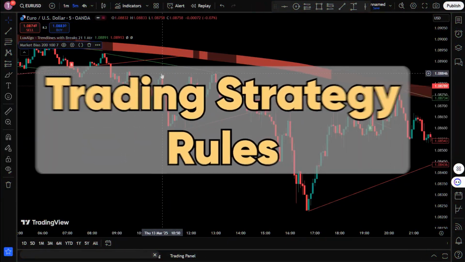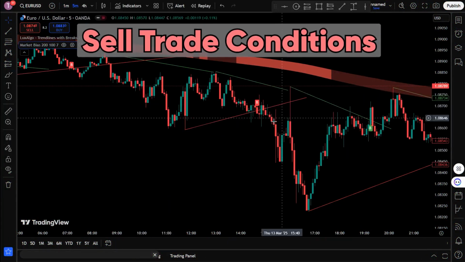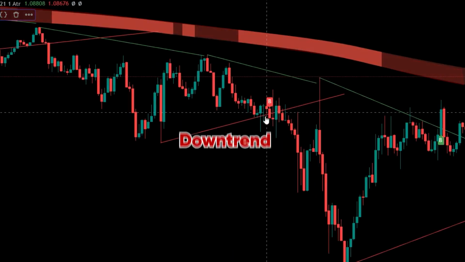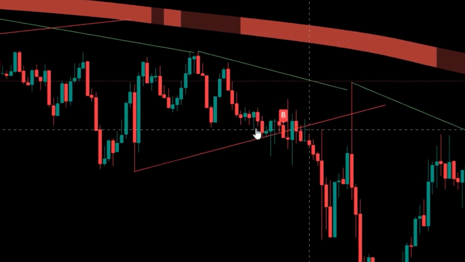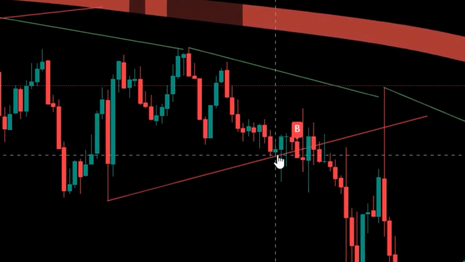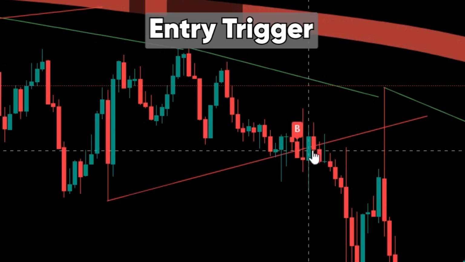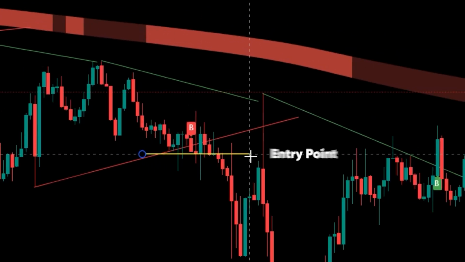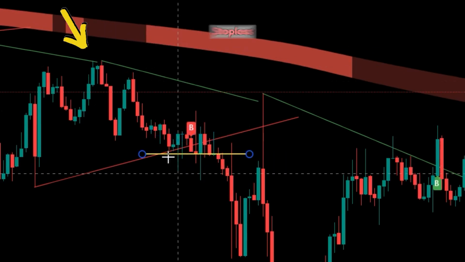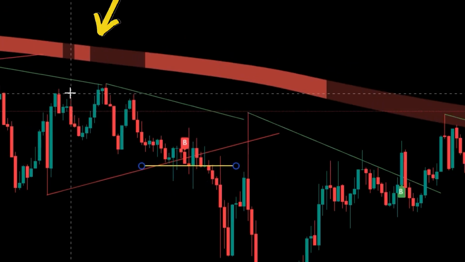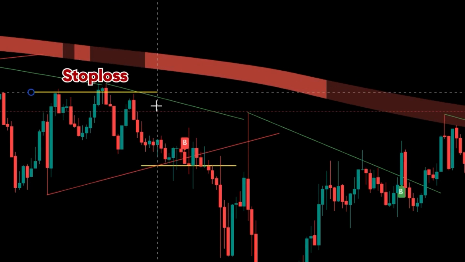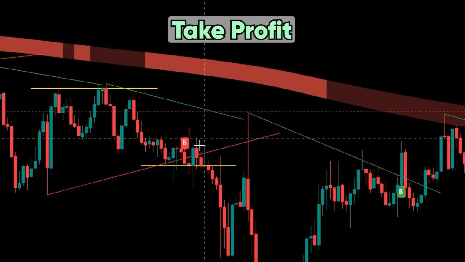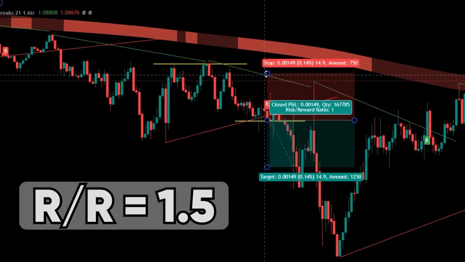Trading strategy rules. Sell trade conditions. Price must be below the red market bias line, confirming a downtrend. A bearish breakout signal from the Trend Lines with Breaks indicator. Entry trigger, a red signal. Stop loss slightly above the recent swing high or market bias line. Take profit, 1.5 times the risk of the trade.